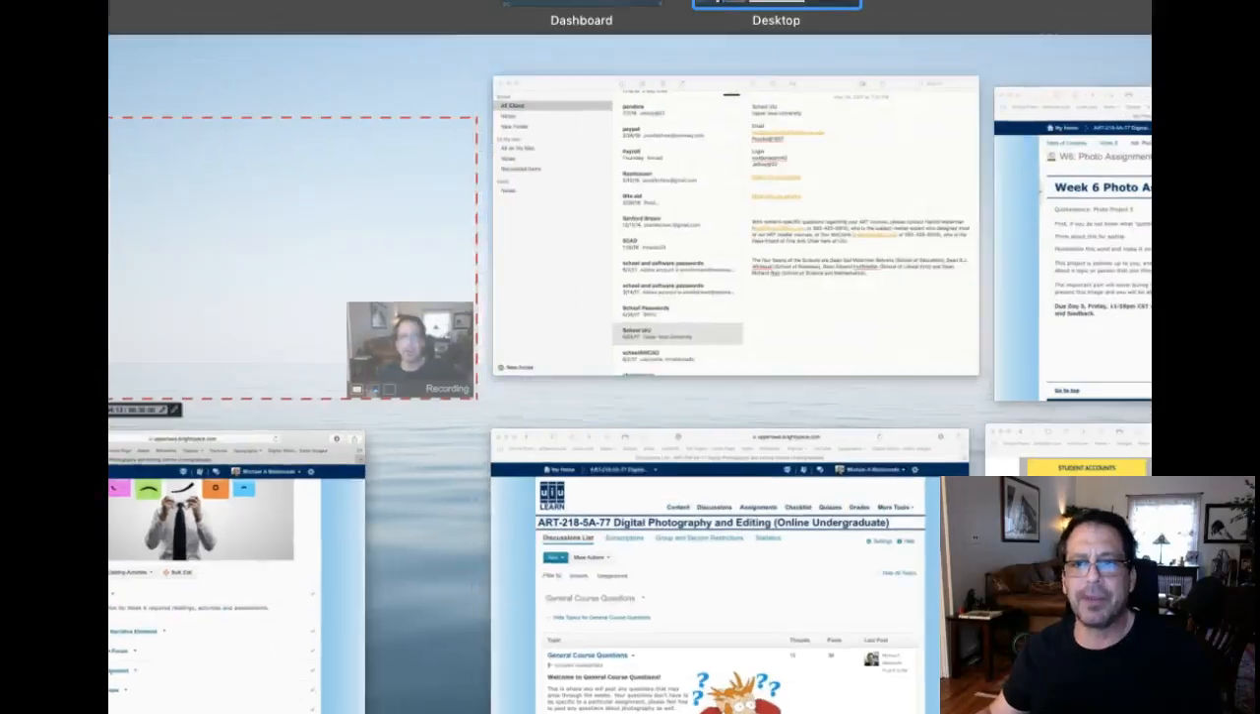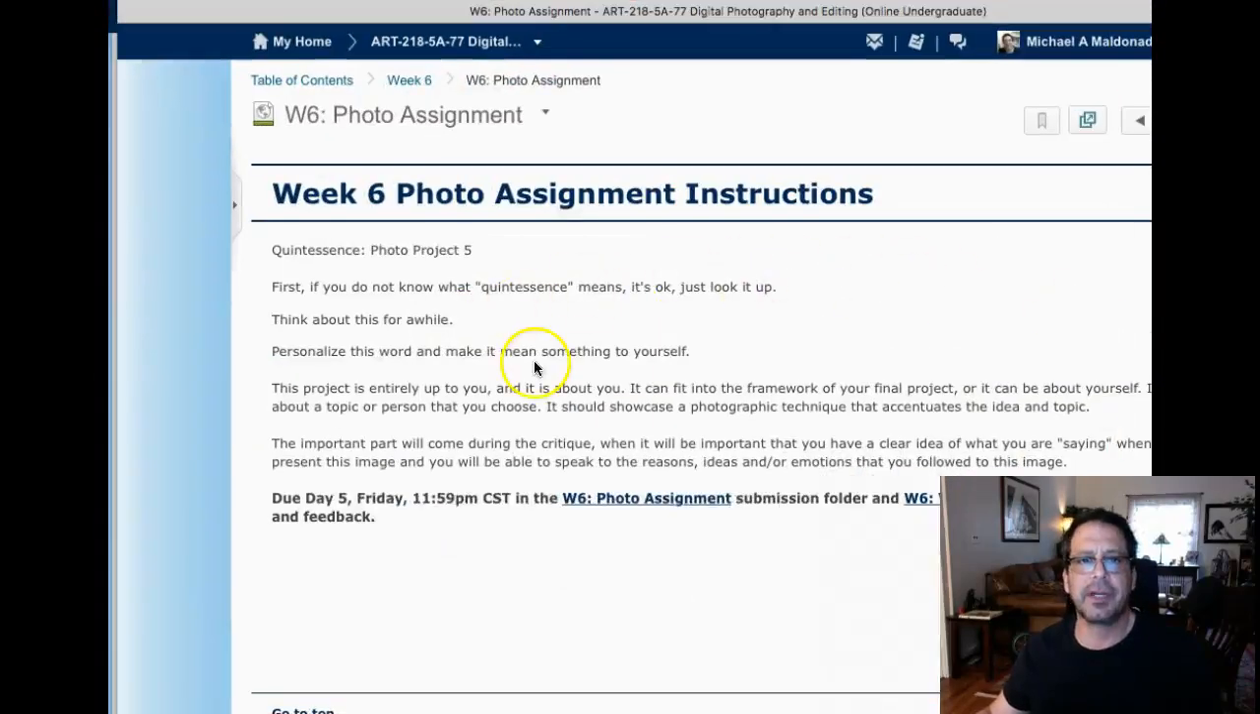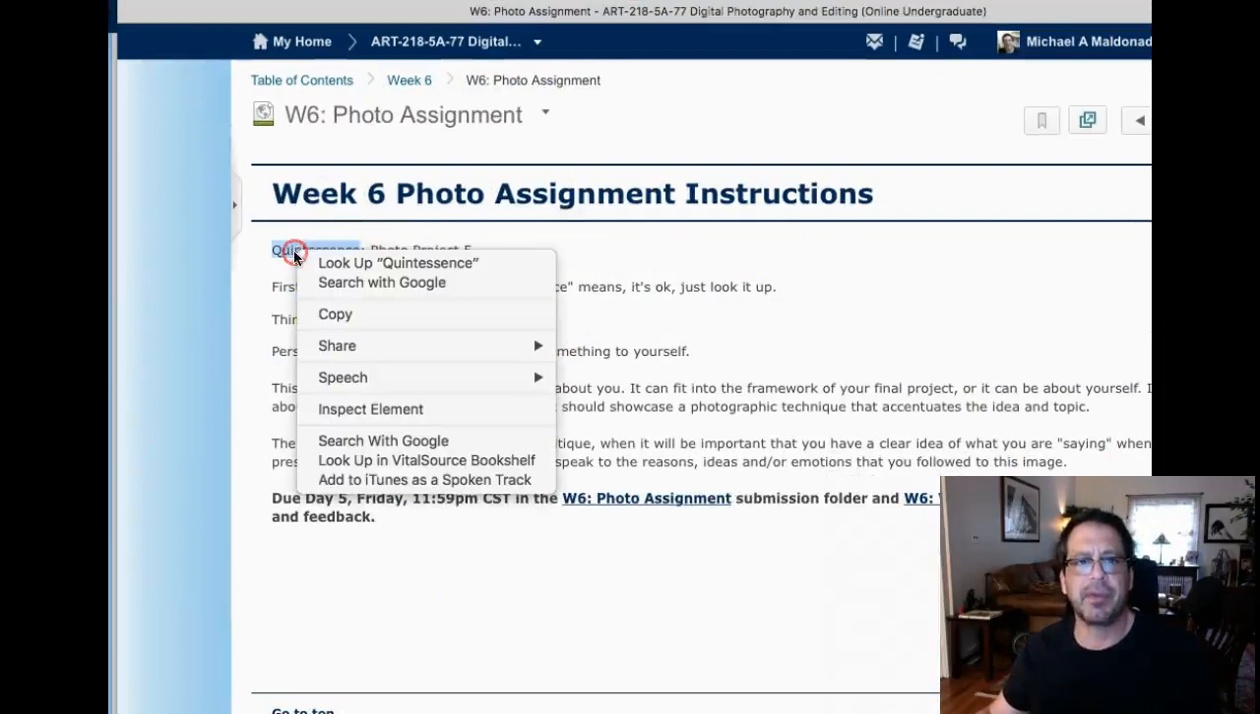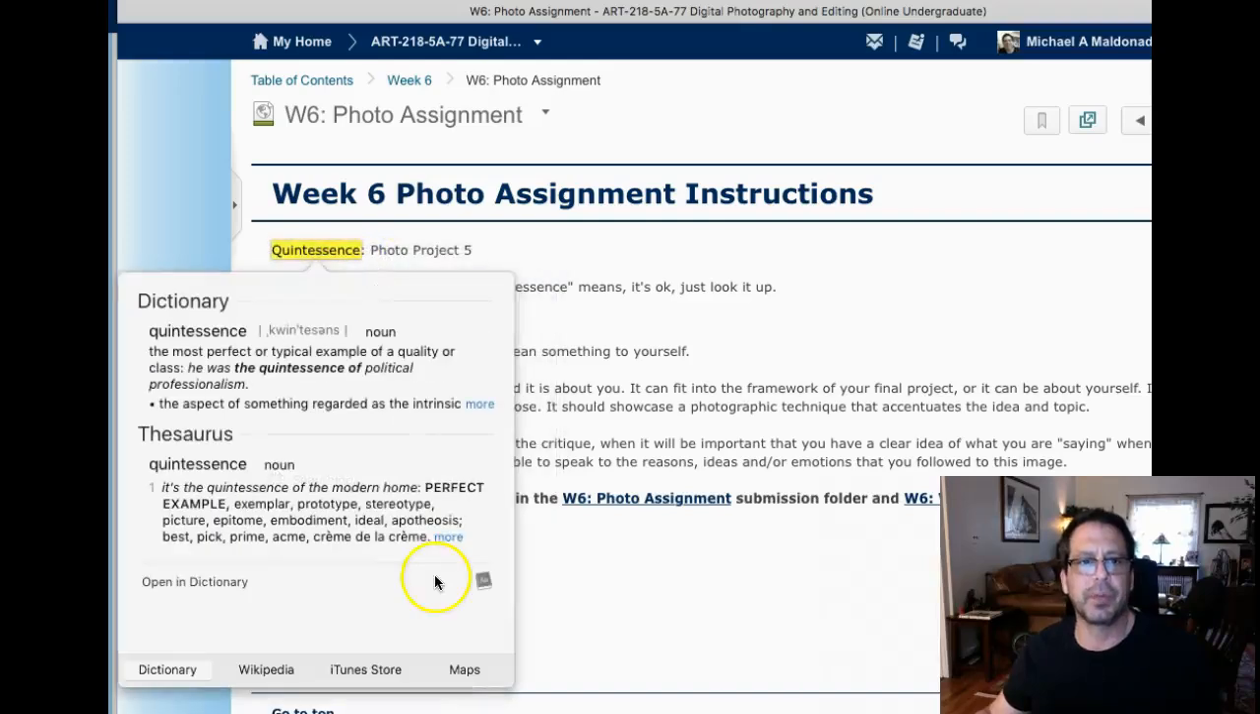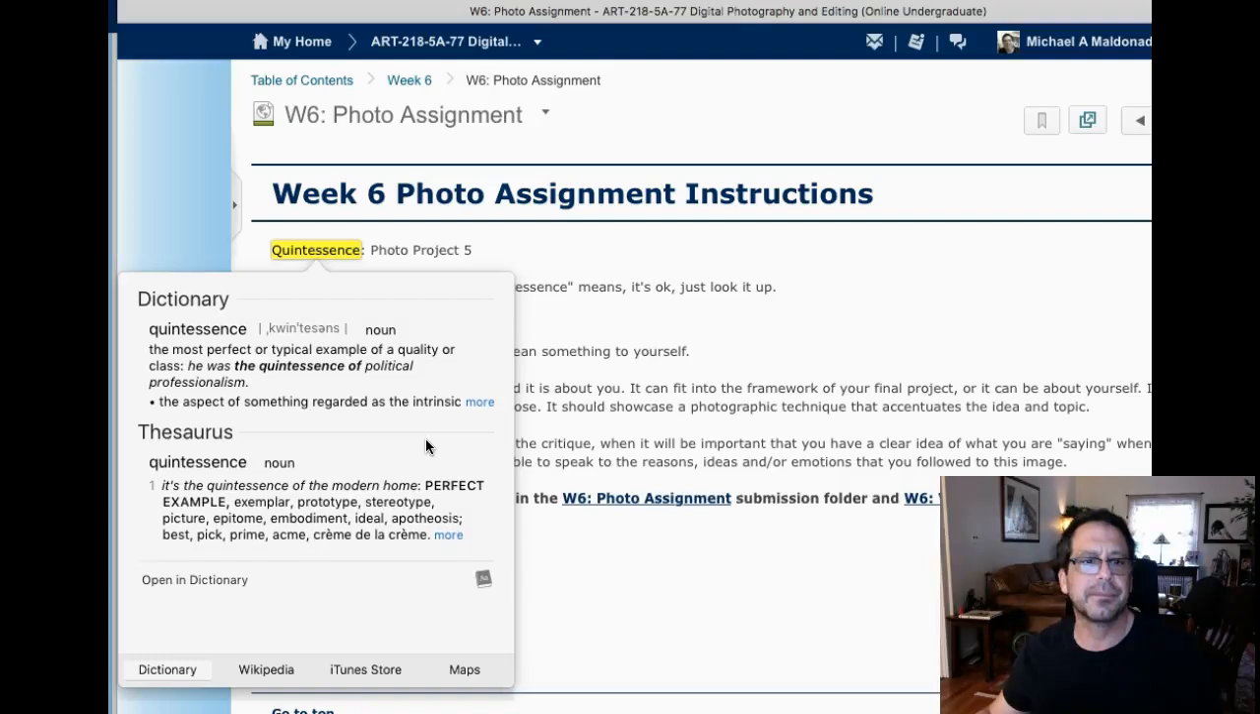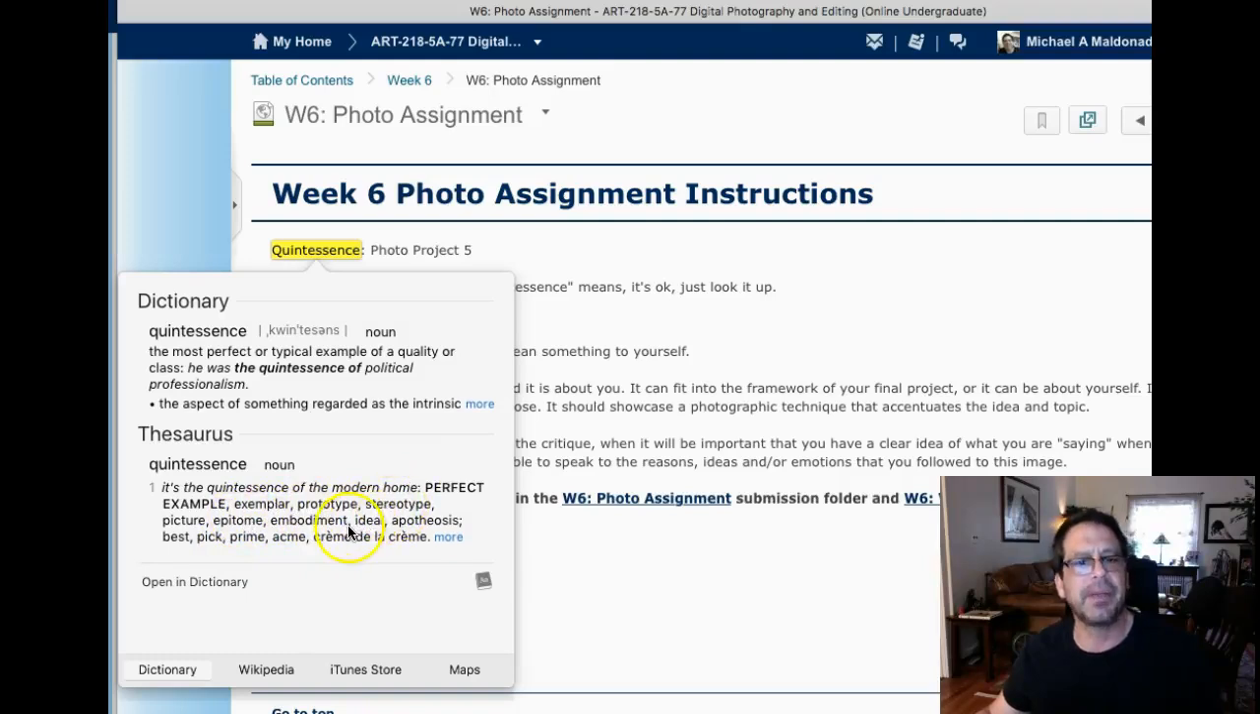The photo assignment this week is a little tricky because it introduces a new word. This word is quintessence. What does it mean? I'm going to use an example that we already used in class, but I want to search this word real quick so we can look it up. Quintessence: the most perfect or typical example of a quality or class. And the thesaurus words are prototype, stereotype, epitome, the embodiment of, the ideal.